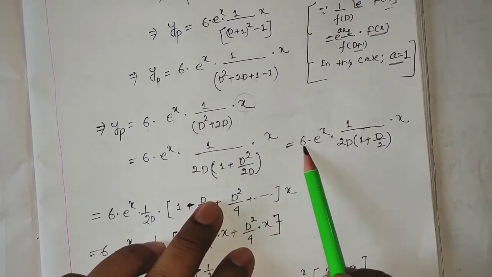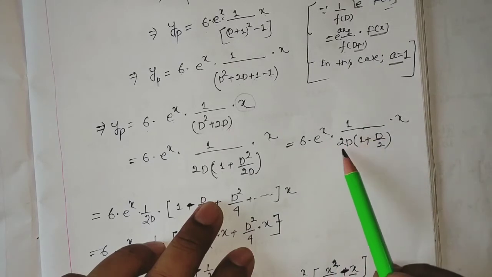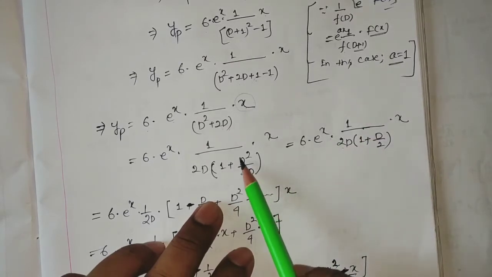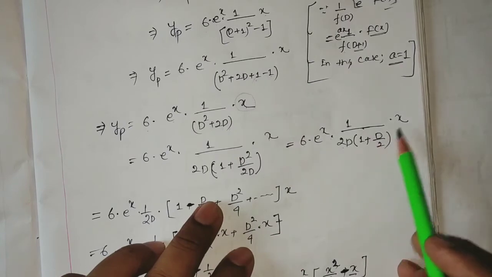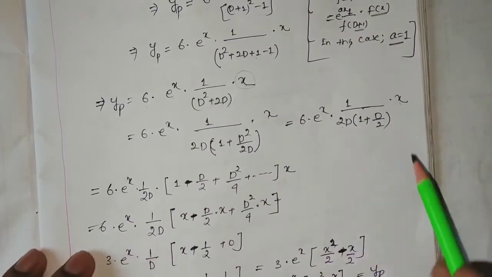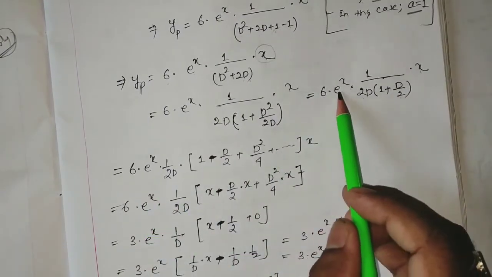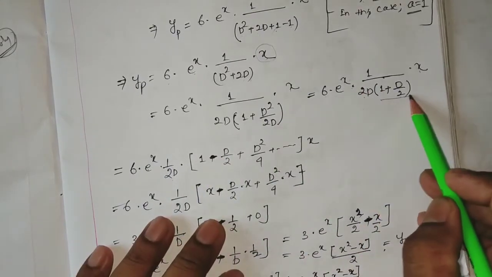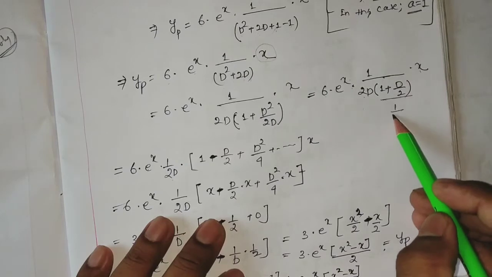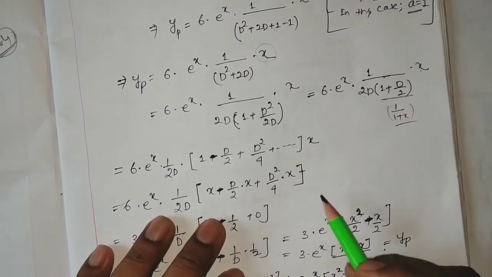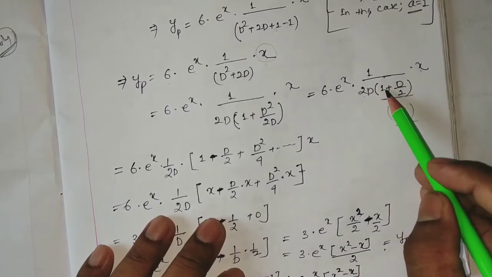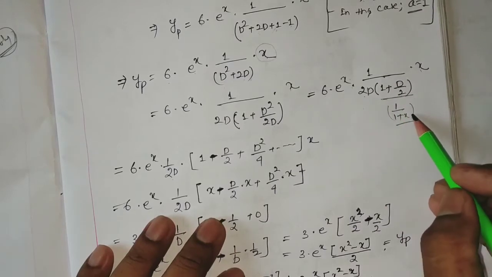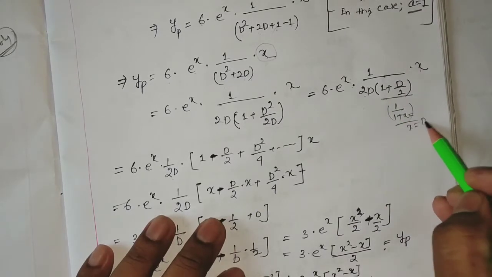So 6 into e to the x into 1 by 2d. Here d got cancelled, so 1 plus d by 2 into x. Now here 6 e to the x, 1 by 2d. So this is in the form of what? 1 by 1 plus x. Okay, this is 1 by 1 plus x. So here x is how much? Here x is d by 2.